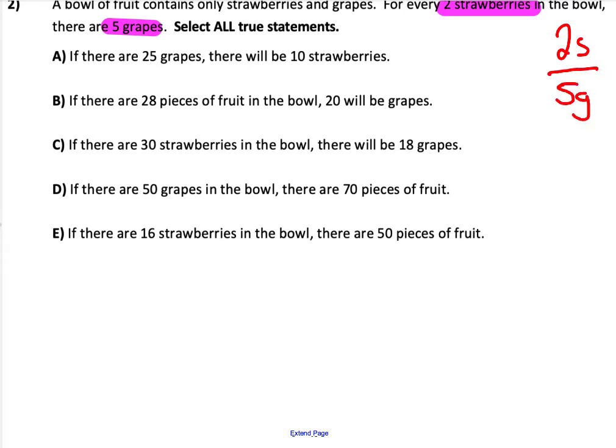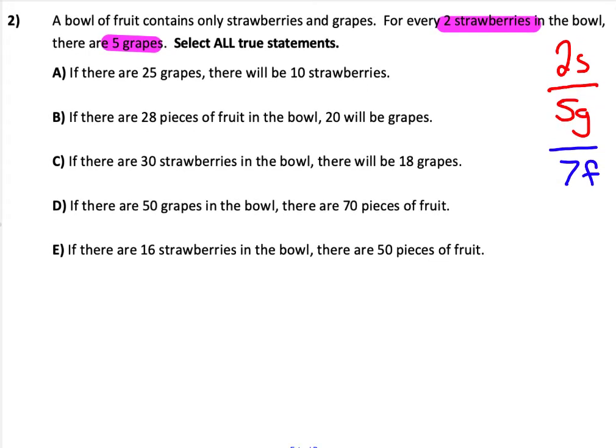In problems like this, it's often a good idea to also figure out your total number. If I had 2 strawberries and 5 grapes, that would give me 7 total pieces of fruit. Now, using that starting information, I'm going to work through each of these different ones and see which ones work. Think of it like our ratio tables. We want the numbers to grow or change at the same rate for them to be equal to each other, for them to be equivalent.